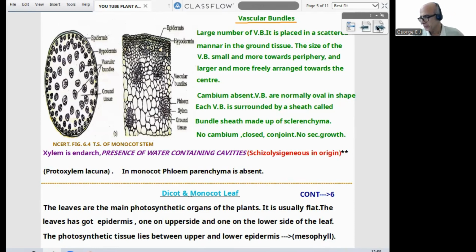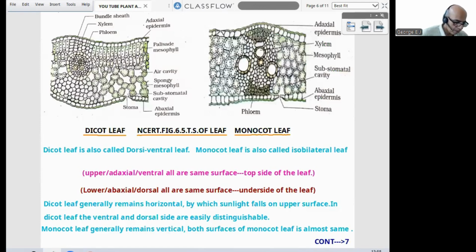Now comes leaves, dicot and monocot leaf. Leaves are the main photosynthetic organs, flat. Epidermis will be there, upper and lower. Then the photosynthetic tissue, that is mesophyll. Then the TS of dicot and monocot leaf. Dicot is dorsiventral, monocot is isobilateral.